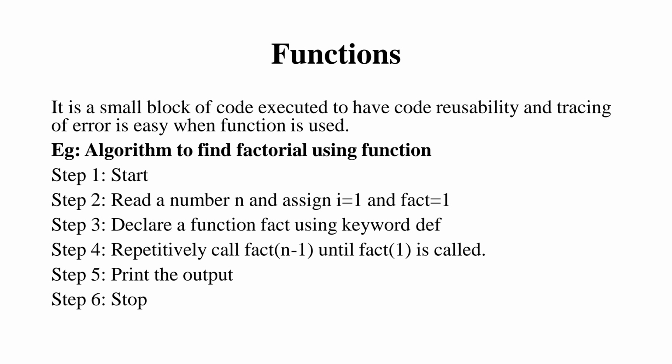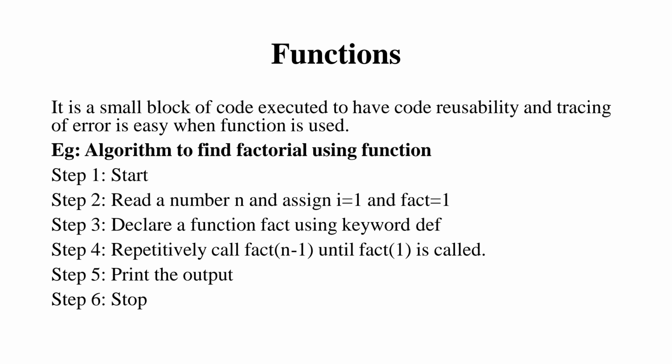So we will start our algorithm. We will read all the input values and assign the factorial. Here again I am finding the factorial with the help of a function. Now I am going to declare a function fact by using the keyword def. In Python, functions can be defined with the help of a keyword called def. Next I am repetitively calling the function fact with the argument of n minus 1. So when n reaches 1, 1 minus 1 will return 0. So fact of 0 is 1.